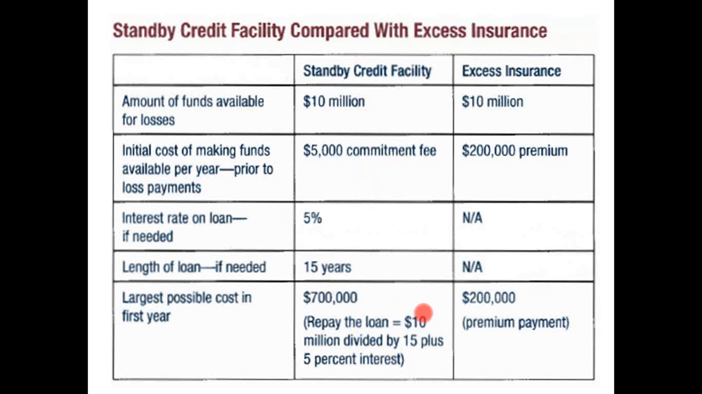What they talk about here, and this is where I think the example makes the most sense, is that the largest possible cost in the first year, if you had to take out the full $10 million at a 5% interest rate and pay it back in 15 years, is going to be $700,000. And I go, well, I'm only paying $200,000 over here, so isn't this a better deal? Well, you have to remember that you're paying $200,000 a year for the next 15 years, whether you even use the policy or not.